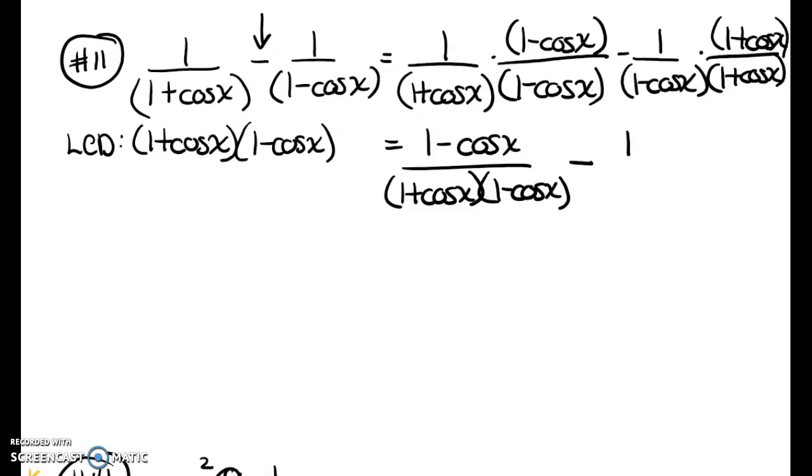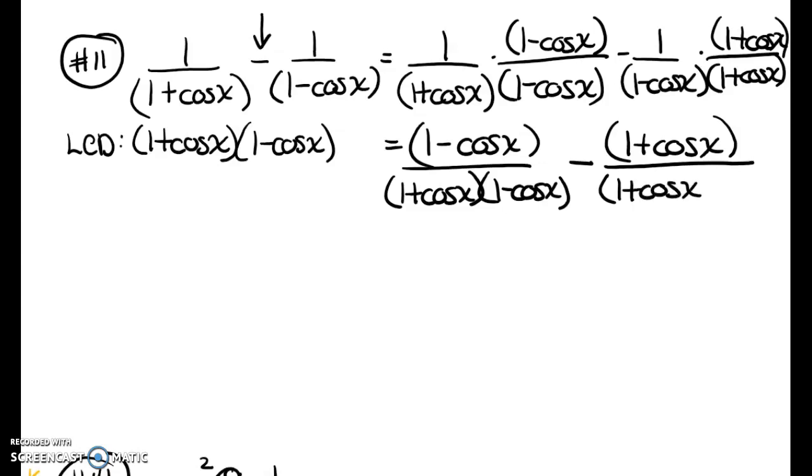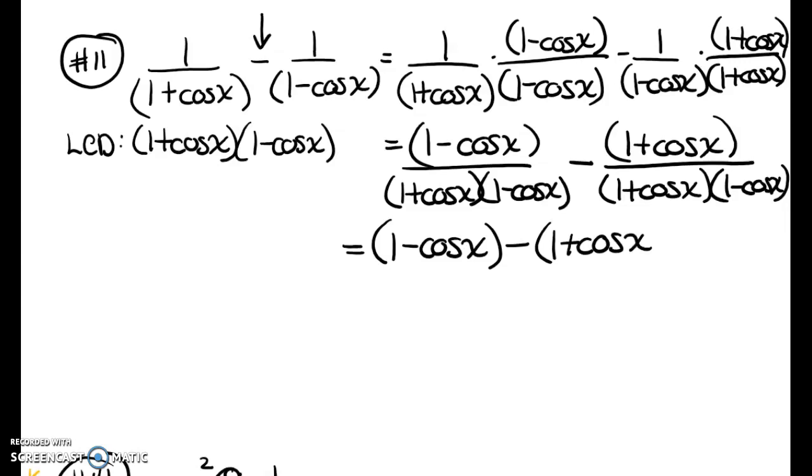Minus, I get 1 plus cosine of x, and I'm going to put these in parentheses: 1 plus cosine of x times 1 minus cosine of x. Now I have a nice common denominator, so I can actually do my subtraction. So I'm going to combine it into one fraction first.